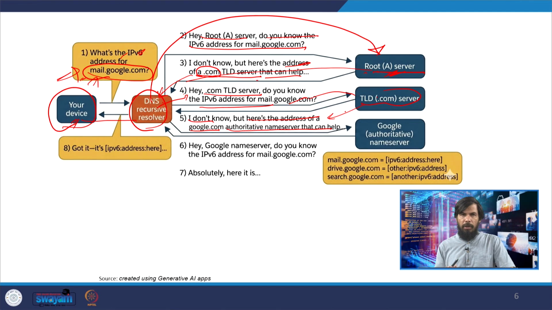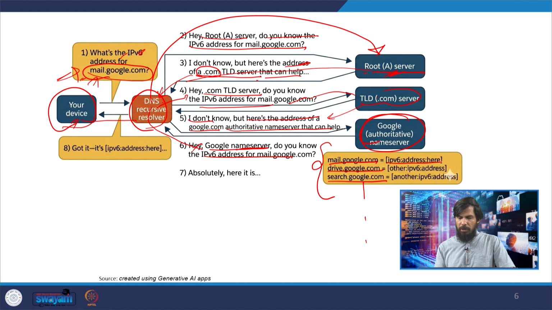So, therefore, obviously that server will definitely have the IP address for mail.google.com. So, now the DNS resolver will contact the Google name server. Do you know the IPv6 address? So, obviously the Google name server will have the whole list of all the web services that it is providing. So, mail.google.com would be there, drive.google.com will be there, search.google.com, the list will go on. Google is running lots of services.